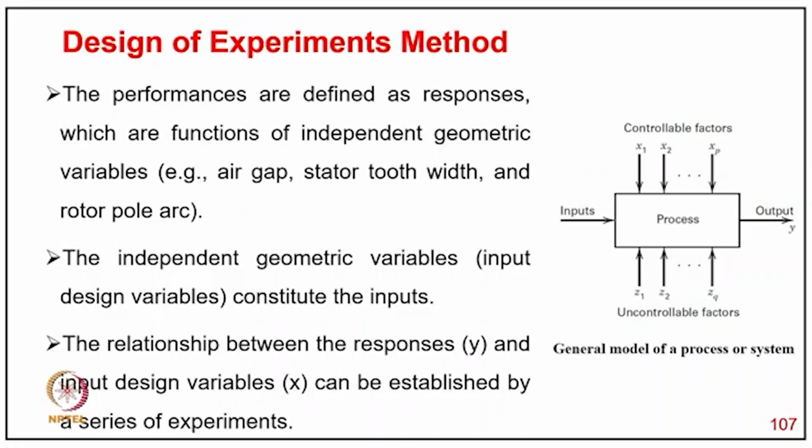For example, air gap, stator tooth width and total pole arc. The independent geometry variables are the input design variables that constitute the input, and the relation between the responses y and the input design variable x can be established by a series of experiments. That is a general method of process of this system.